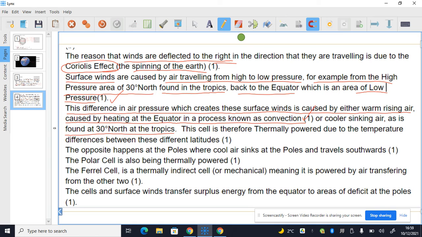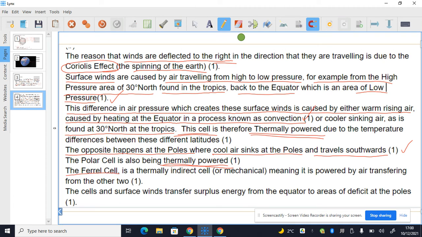Now, that process of warm air rising and cold air sinking means that the Hadley cell is what we call a thermally powered cell. So it's heat which is driving the movement of air between the equator and 30 degrees north. Now, we have the opposite happening at the pole. It's so cold up there that the cold air is sinking at the pole and then travels southwards. There's a mark, okay? And the polar cell is therefore also thermally powered, but this time it's the opposite. It's driven by cold air sinking and moving southwards.